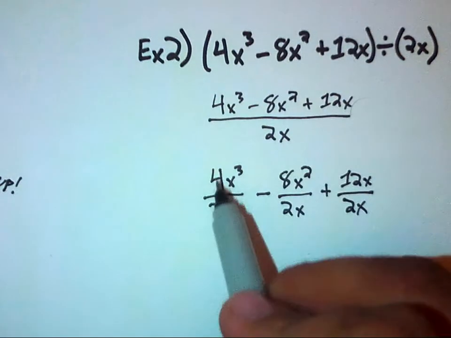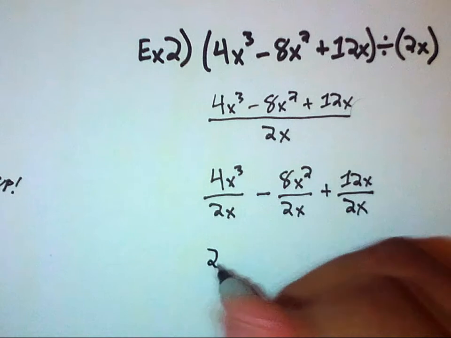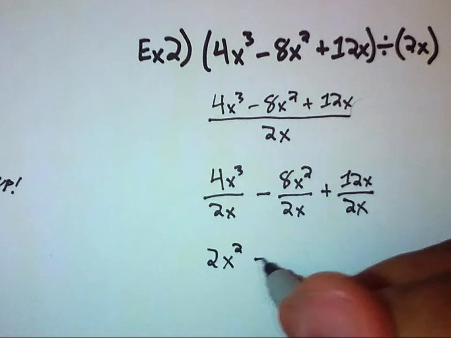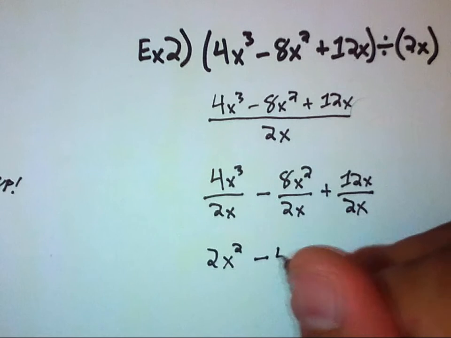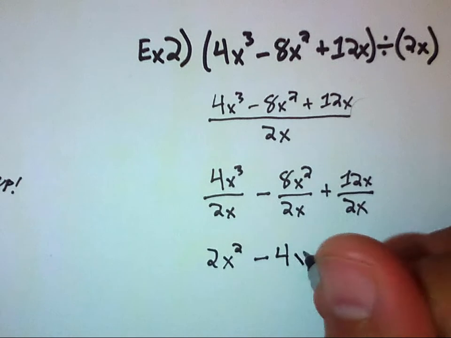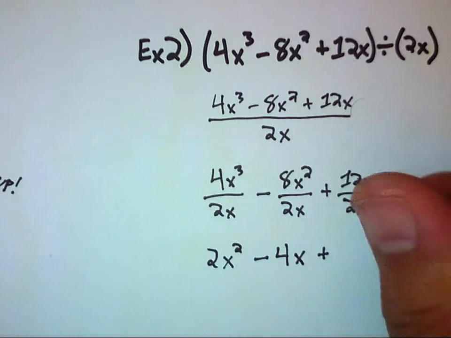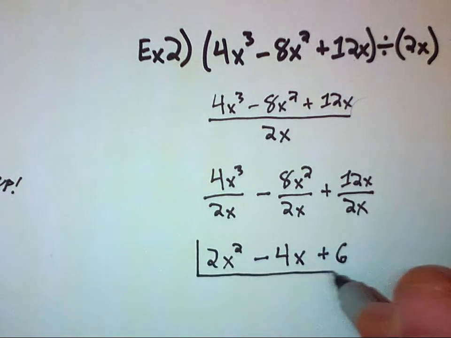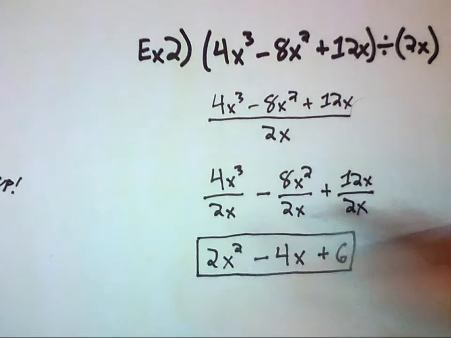So 4 divided by 2 is 2. And x cubed divided by x is x squared. Minus 8 divided by 2 is 4, and x squared divided by x is x, plus 12 divided by 2 is 6, and the x's cancel out, so we have our answer.